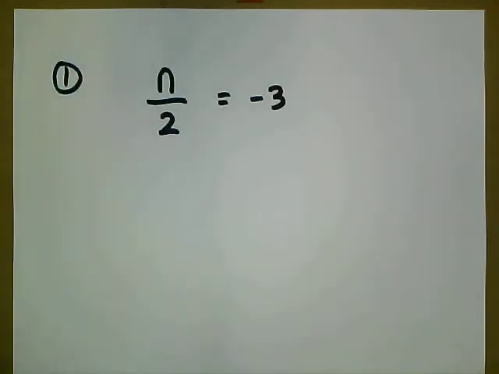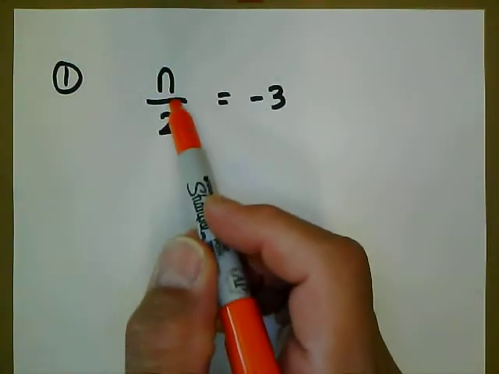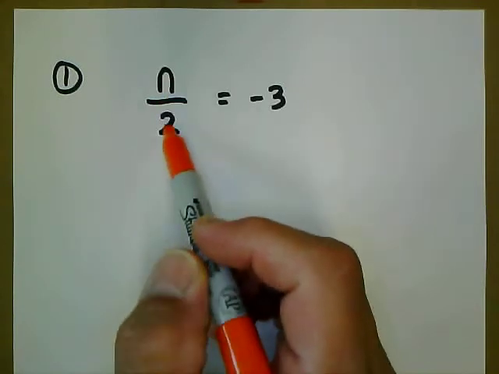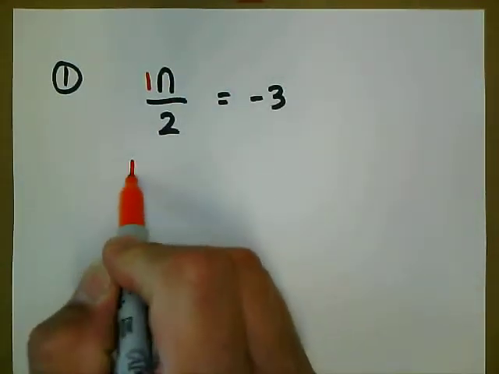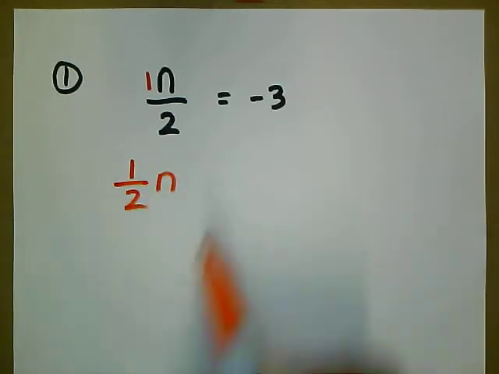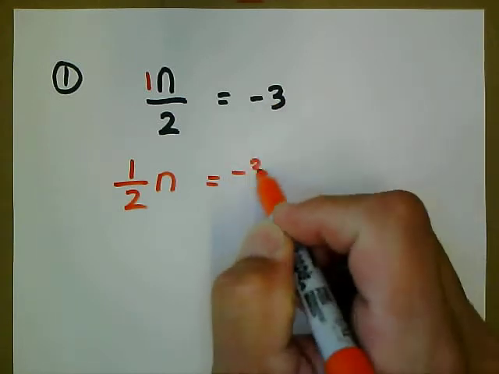So what we're going to do is look at these as fractions. Since we are dealing with a fraction, this is n divided by 2, or n over 2. There is a 1 here, so this fraction is essentially 1 over 2n. And we're going to turn that negative 3 into a fraction.